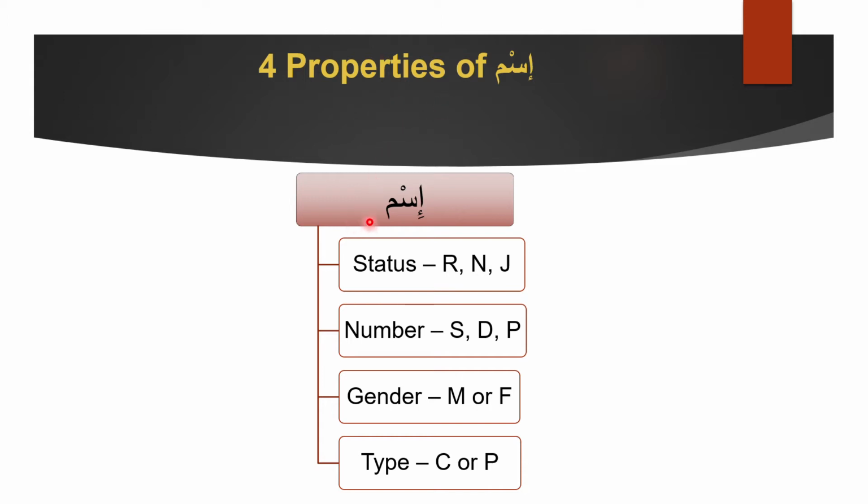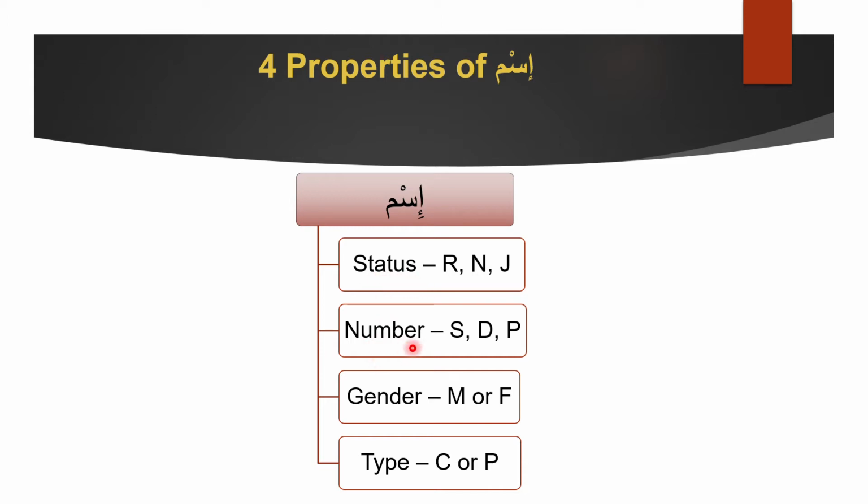First, a quick recap. Any word that is an ism will have 4 properties: status, number, gender and type. Status means Rafa, Nasab, Jar, and this is found by ending sounds or ending combinations. The Muslim chart helps a lot here. We also learned the concept of heavy and light, and the different types of flexibility in status.